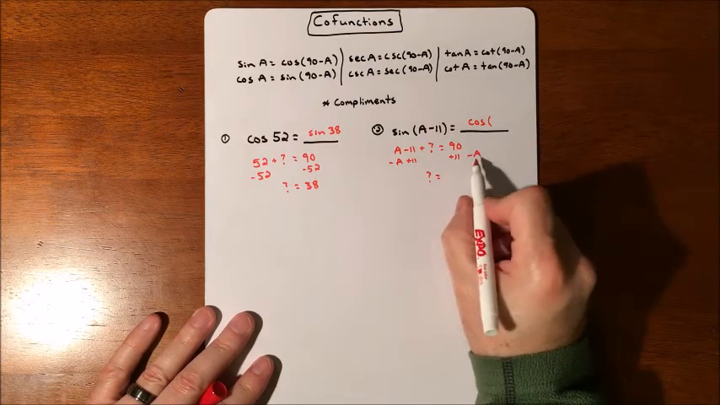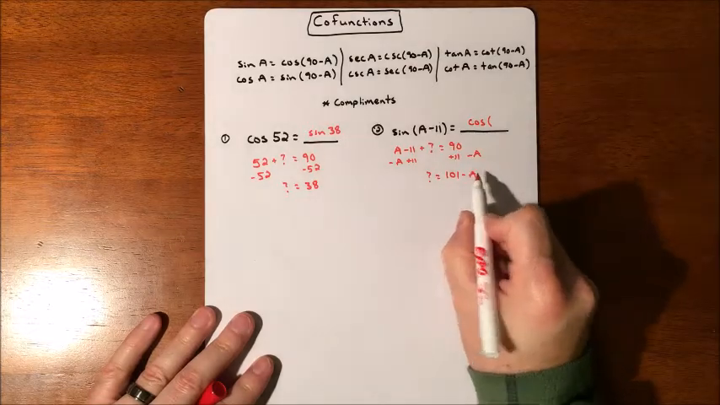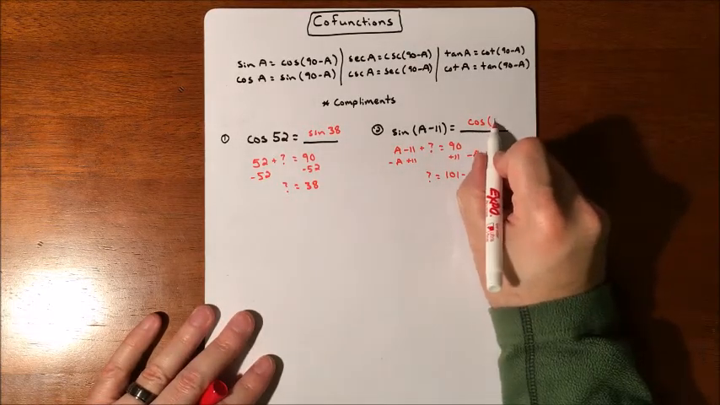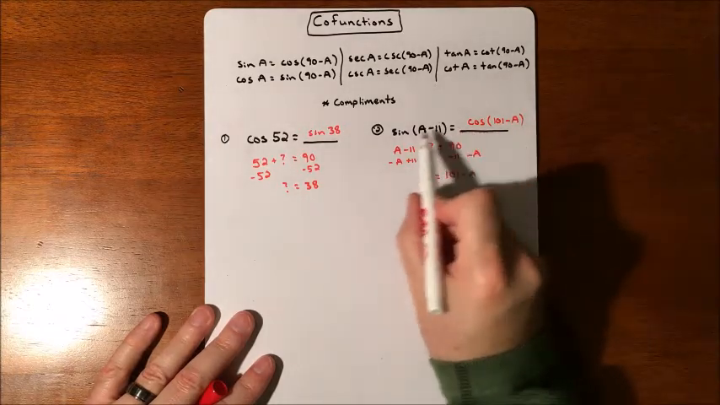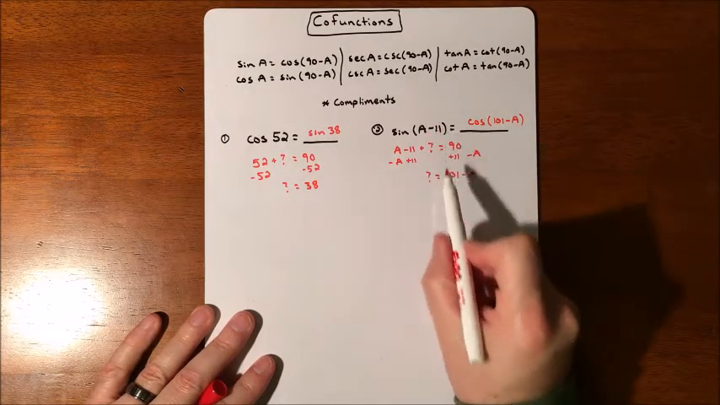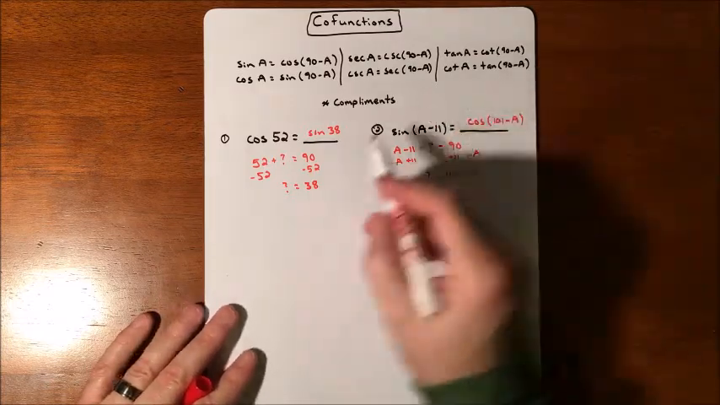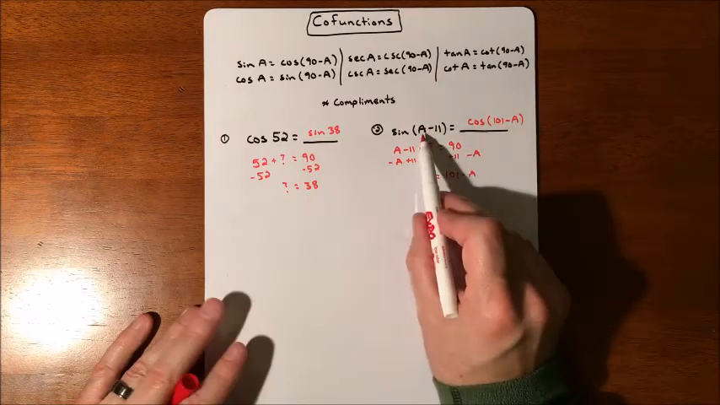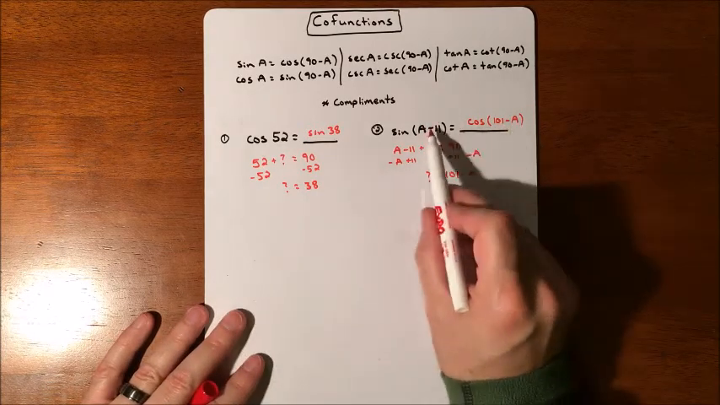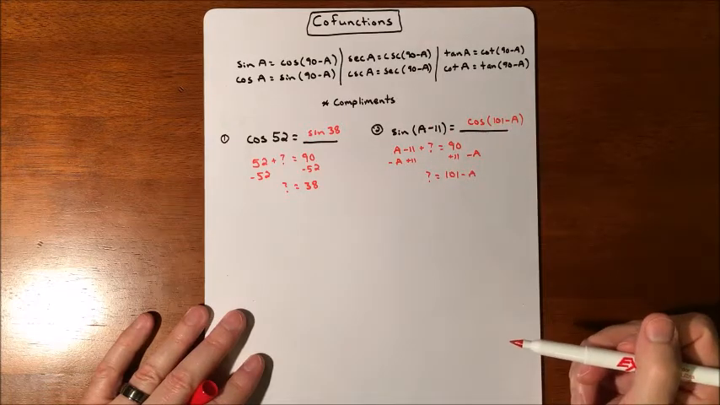So this angle is going to be 101 minus A. So cosine of 101 minus A is going to be equal to sine of A minus 11. And you could test it out, you could put in an angle, whatever you'd like to do. If A is 30, do the math and double check that that angle and that angle both add up to 90.